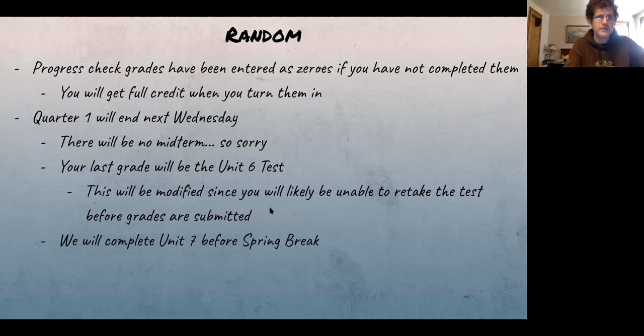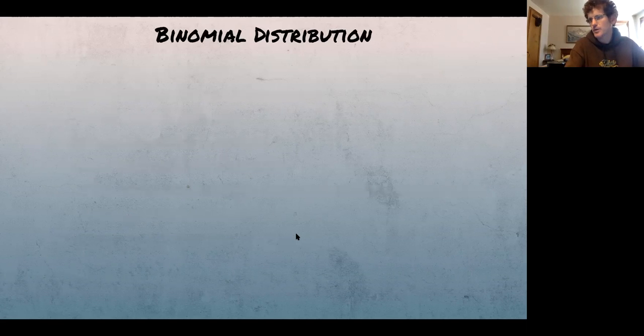Okay, we are going to complete Unit 7 before spring break, but it's technically going to count toward next quarter. I don't think they split up the quarters very evenly, so fourth quarter is going to be quite long. So anyways, let's look at this binomial distribution.